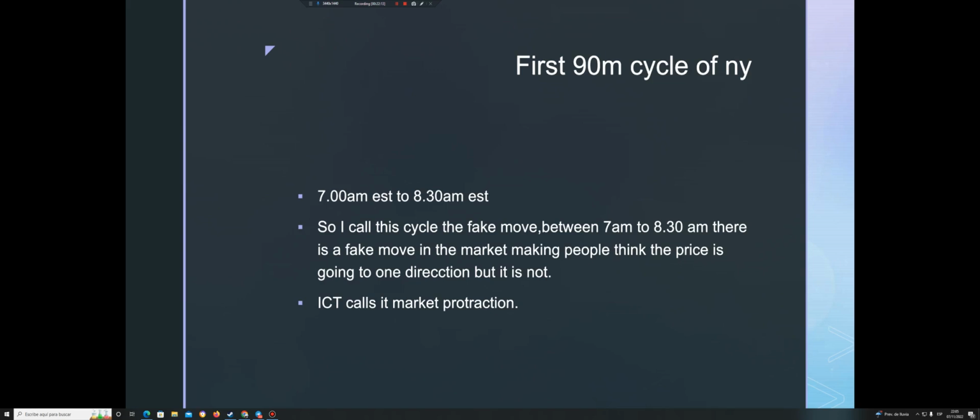I am in a lot of ICT groups, and sometimes I see a lot of people trading starting from 7, placing buys, placing sells, and hitting a stop loss. What they don't know is that there is a market protraction, which is a fake move, making all of them think price is going up, but at 8:30 it goes down, and vice versa. So now I'm going to explain this. We move to the charts.